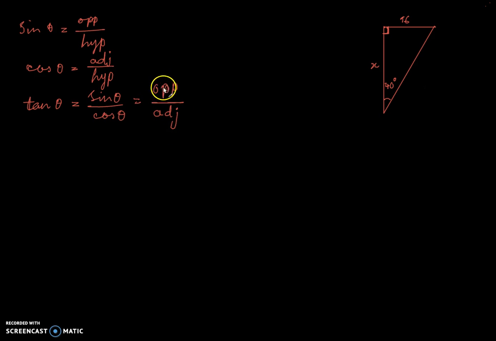If you cannot remember all of them, if you basically know sine and cos, then you can calculate the rest of them based on what you know about sine and cos. In this case, I knew sine and cos, and then I calculated tan based on sine and cos, and it's opposite by adjacent.